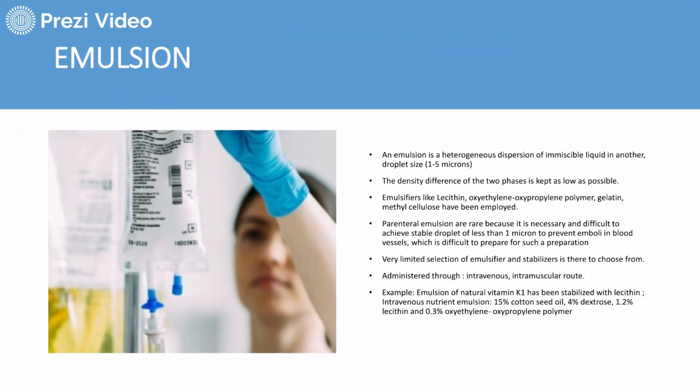Emulsions are basically the heterogeneous dispersion of 2 liquids which are immiscible with one another. The droplet size is around 1 to 5 microns. The density difference between the 2 phases is kept as low as possible. One needs to add emulsifying agents like lecithin, gelatin, methyl cellulose. Parenteral emulsions are occasionally rare because it is difficult to achieve a stable droplet of less than 1 micron to prevent emboli in blood vessels, which is difficult to prepare. Therefore, they have limited use and are mostly administered through intravenous and intramuscular routes.